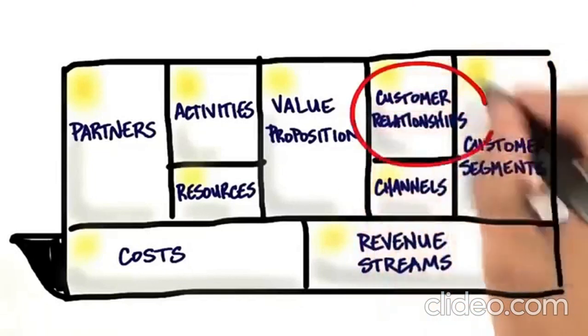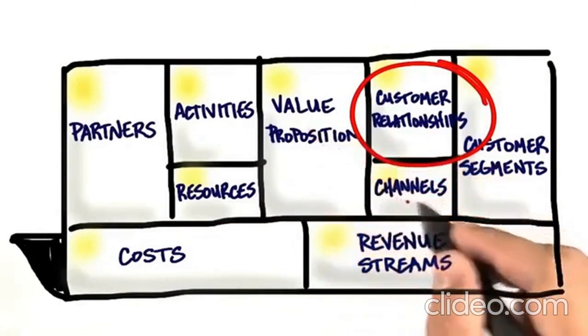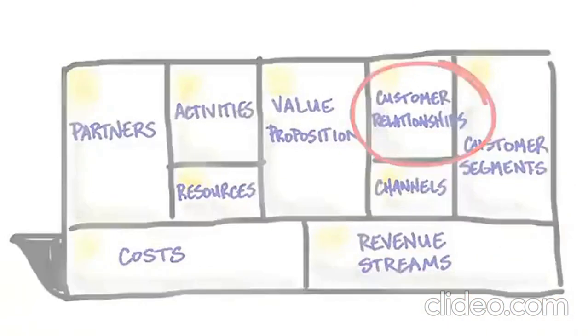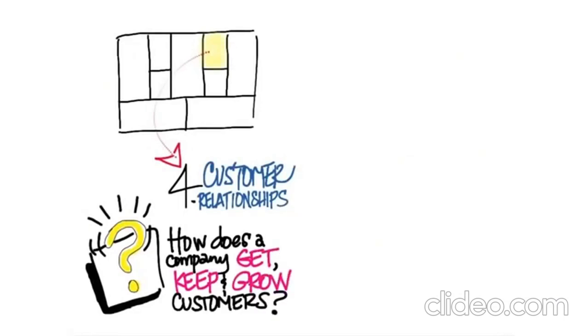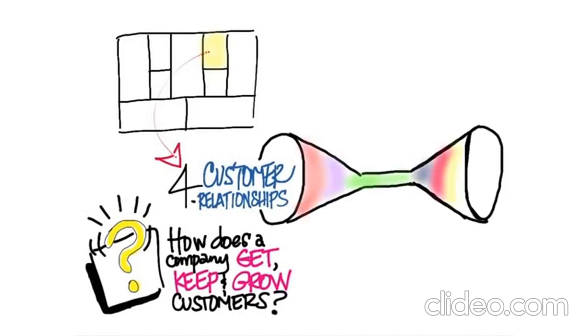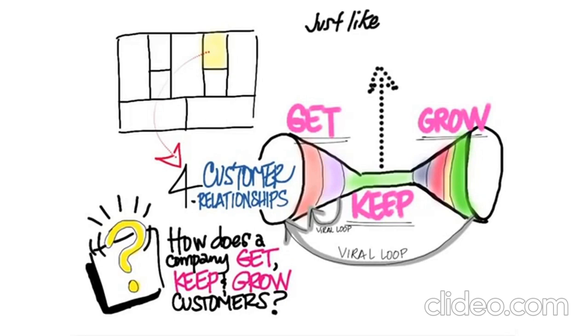Customer relationships is kind of the fourth piece. And customer relationships has a really interesting interaction with these other three pieces. It basically says, how do I get customers, how do I keep them, and how do I grow them? And just like thinking about distribution channels, these are very different for web mobile than they are for physical channels. But visually, they kind of look like this double-sided funnel.